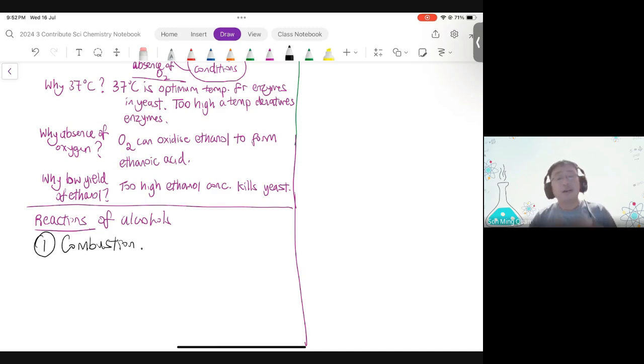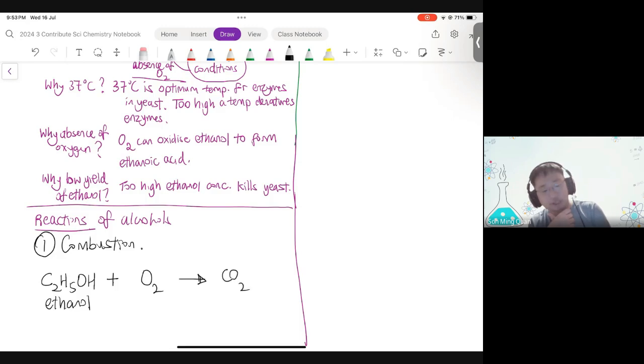Combustion, there are 2 types, complete and incomplete combustion. Over here now, I'm talking about complete combustion. So, how do we do complete combustion? Again, ethanol, C2H5OH, 2 carbons, plus oxygen. If it's complete combustion, it forms CO2 and H2O. Leave some space in between so that you can put the numbers in front later on. Whenever you are balancing combustion, always balance the carbon with CO2 first. 2 carbons, therefore 2 CO2.